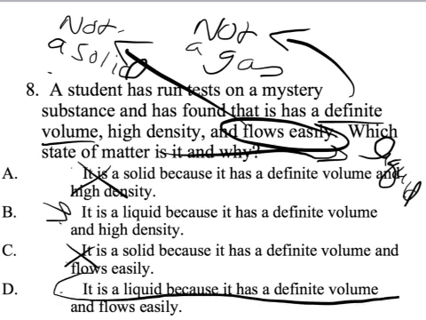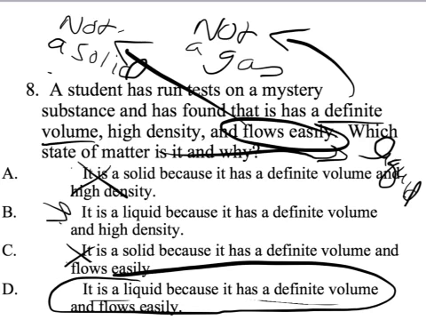Okay, guys? And the reason I would go with that being more the correct answer than the other one is because really density can vary. We could have a liquid at high density and a solid at high density. So the best choice here is a liquid because it has a definite volume and it flows easily. Okay?